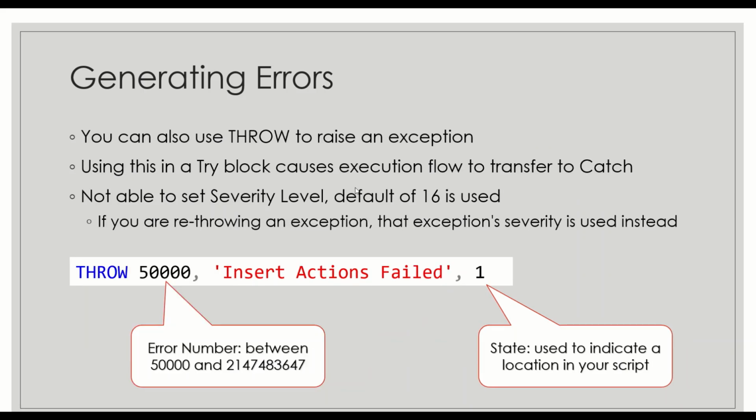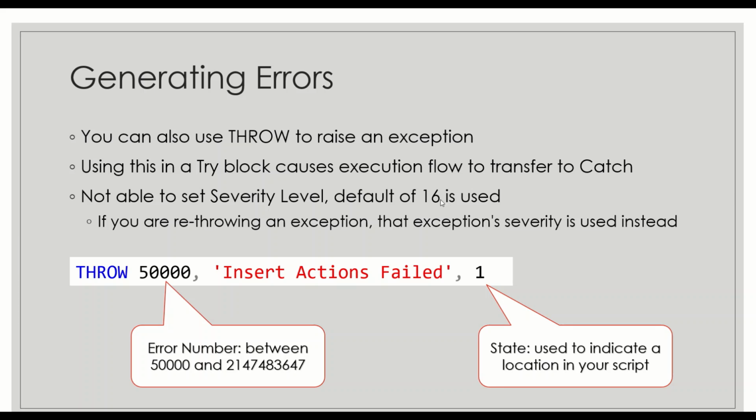Now here's another way of generating an error. It's similar to how we learned how to generate errors in C#. We can use a throw statement. When you use a throw statement, this always causes the execution to go from the try to the catch block. You're not able to set the severity level manually. The default of 16 is used. However, if you're rethrowing an existing exception, then whatever severity level that one had comes along with you. So it's not always 16, it's just 16 if you don't define it.